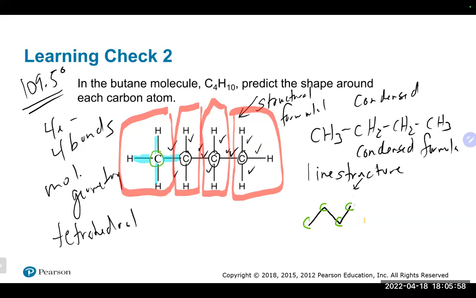So the guy at the end has 1 line coming in, which means he needs 3 hydrogens. Guy here has 2 lines coming in, 1 on each side, needs 2 hydrogens. Same thing with this guy, 2 lines coming in, needs 2 to get the 4. 1 line coming in, needs 3. So that is what a line structure basically represents. Usually you don't write obviously all the carbons and hydrogens there.